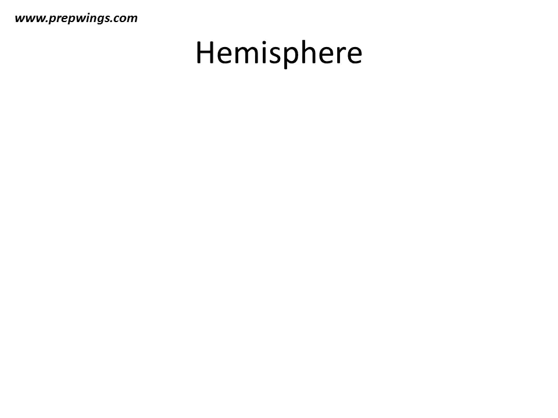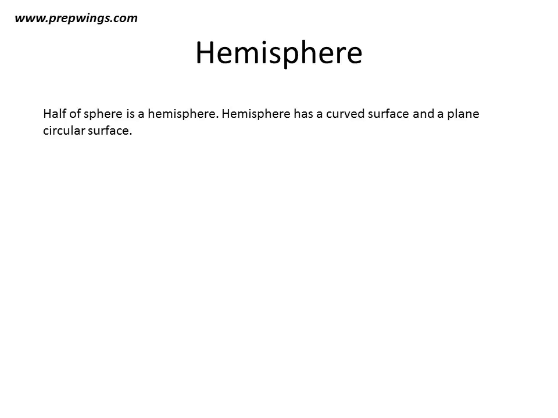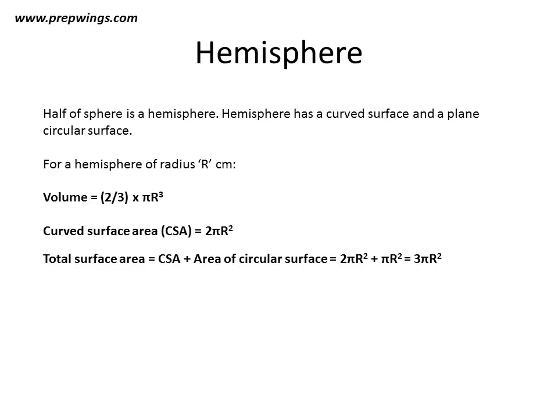Now hemisphere. If we cut the sphere into two equal parts, we get two hemispheres. So hemisphere will have half the volume of a sphere. So sphere has a volume of 4 by 3 pi r cube, so hemisphere will have a volume of 2 by 3 pi r cube. Now curved surface area of hemisphere will also be half of the surface area of a sphere. So surface area of a sphere is 4 pi r square, so the curved surface area of hemisphere is 2 pi r square.